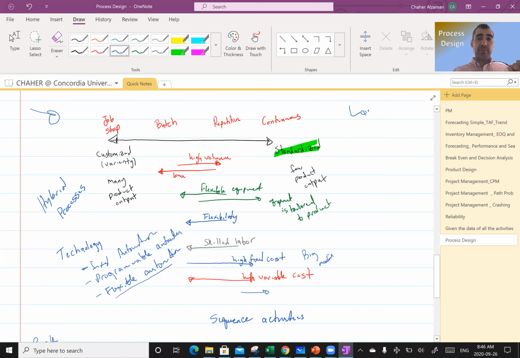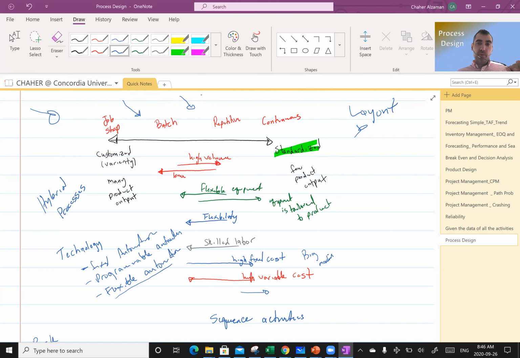Now, layout is basically going to be very important, and we said one of the most important implications of process design is the layout. A Toyota manufacturing plant is going to look completely different than a hair salon. So the process type we choose is going to have a huge implication on the layout.